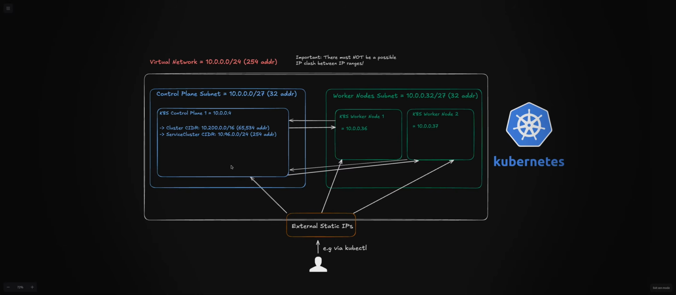And the other thing which we will need is our external static IPs. On one side, we are going to communicate to the Kubernetes API, for example, via kubectl.